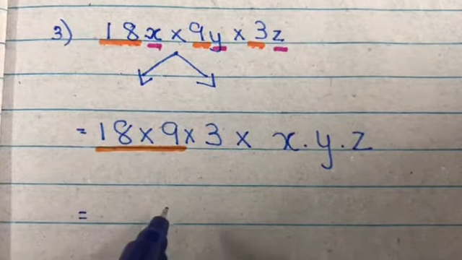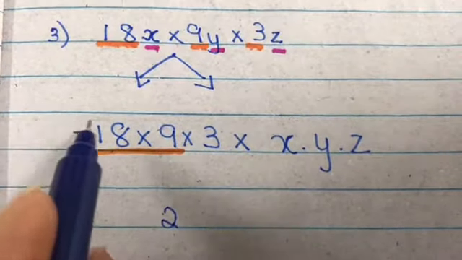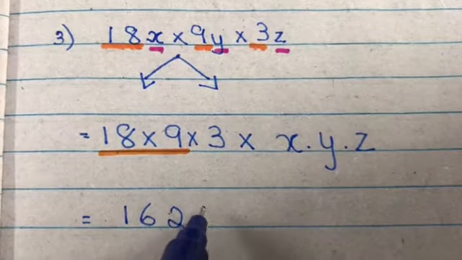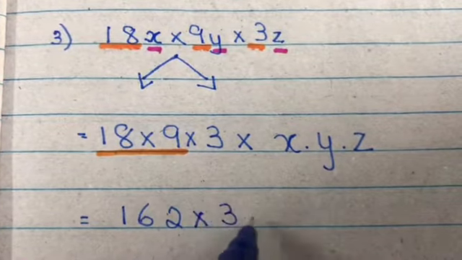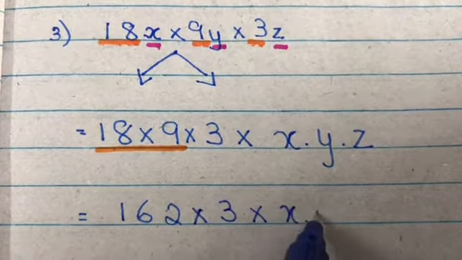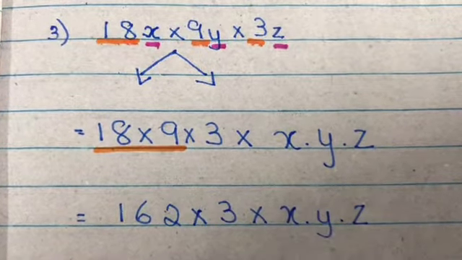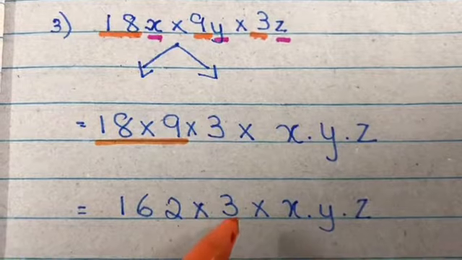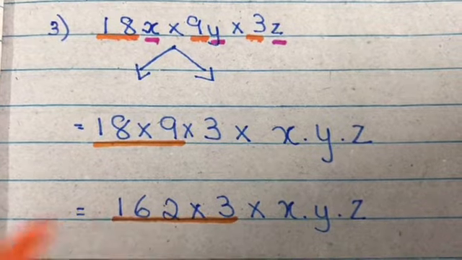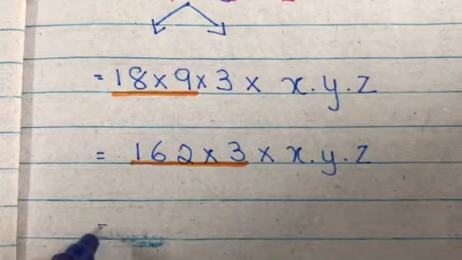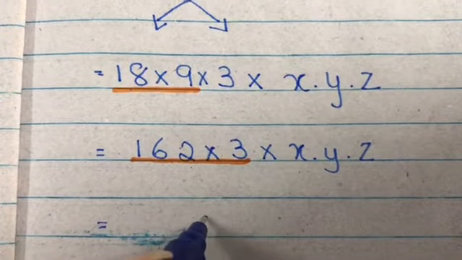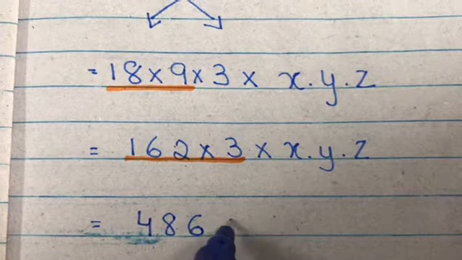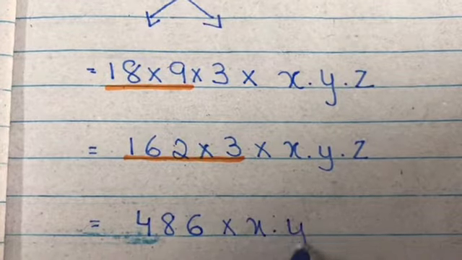So 18 nines are 162, carry 7 here. So it becomes 162 times, follow down the rest, times 3 times x dot y dot z. Right? You can copy it down. Now time to solve these two. So with an orange again I underline 162 times 3. So we are solving the multiplication: 6, 18 and 4. So multiply by x dot y dot z.